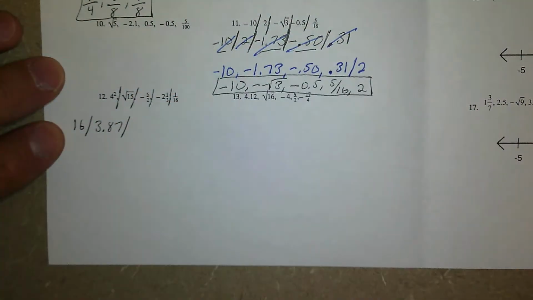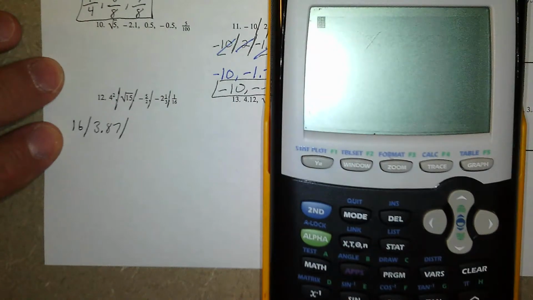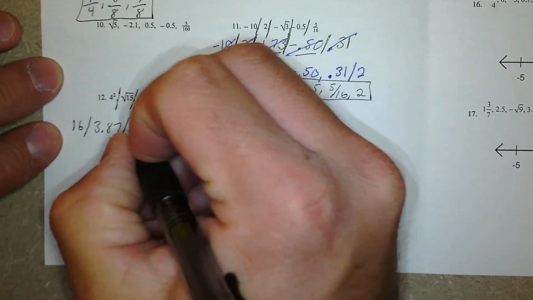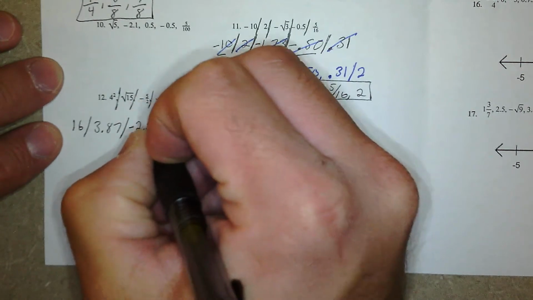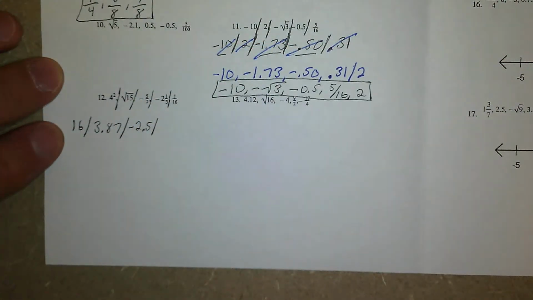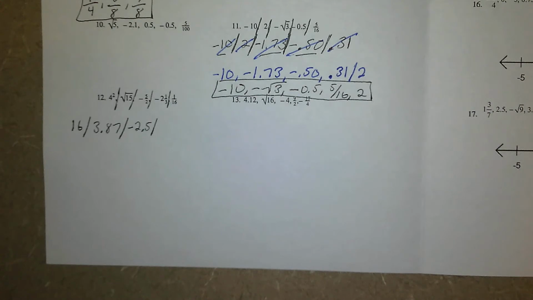Okay, negative 5 over 2. Great, get out your calculator again. Negative 5 divided by 2, and I get negative 2.5. Next, negative 2 1/3. Now this is a proper fraction.